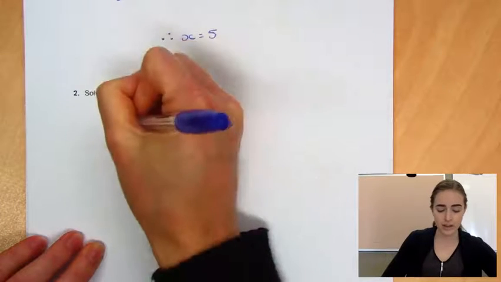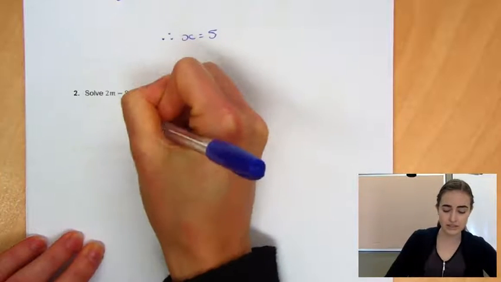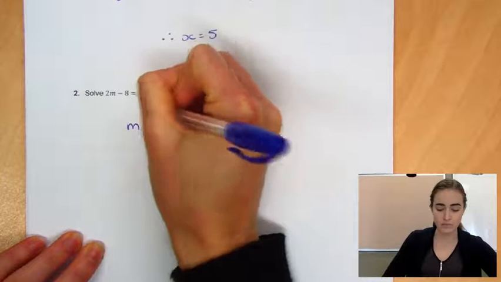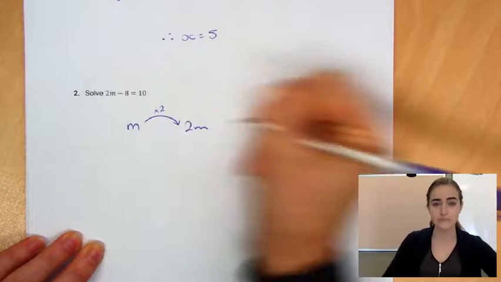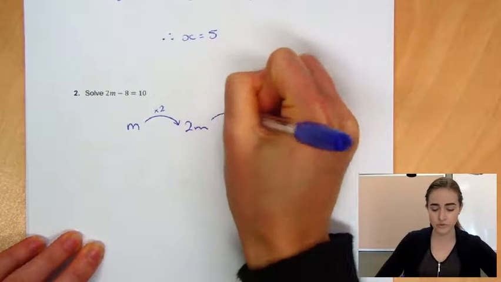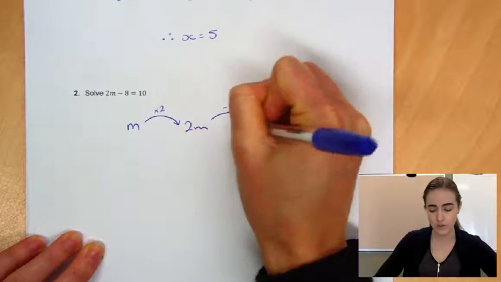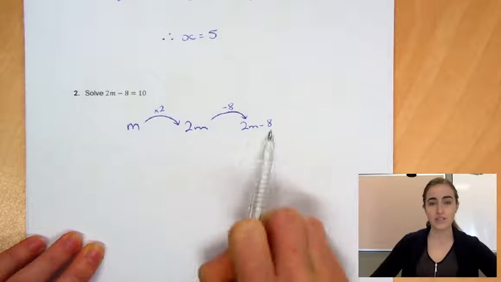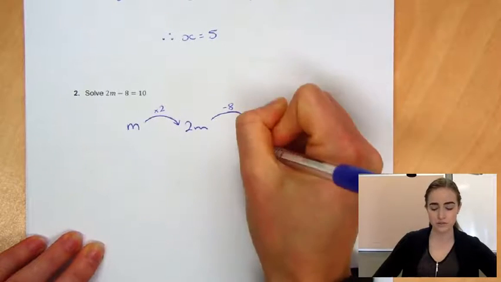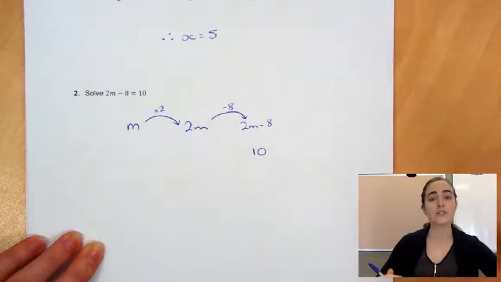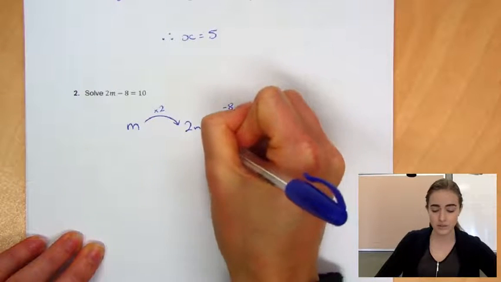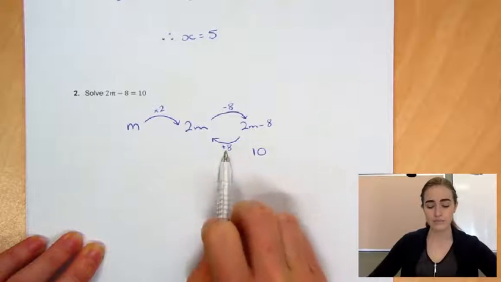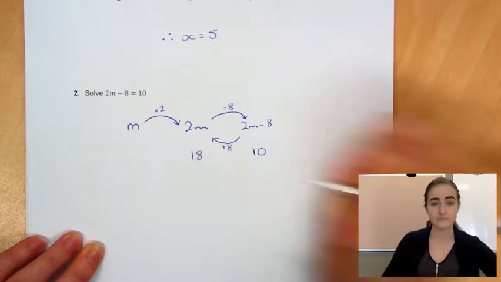So again, we'd start with m if we were building this expression or this equation. We'd start with m and we'd times by 2 to get 2m. And then we'd have to subtract 8 to get that 2m minus 8. Now we know that this expression is equal to 10, so we'll put our 10 underneath, and we're going to undo those steps. So instead of subtracting 8, we're going to do the opposite, we're going to add 8. So 10 plus 8 would give us 18.